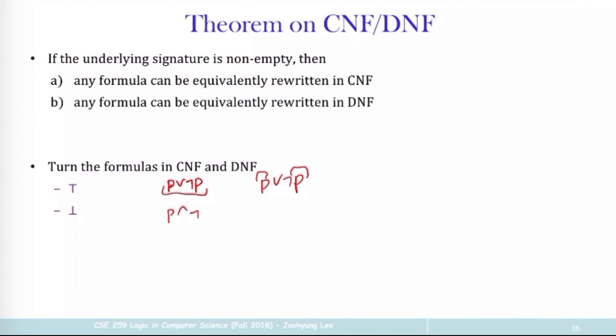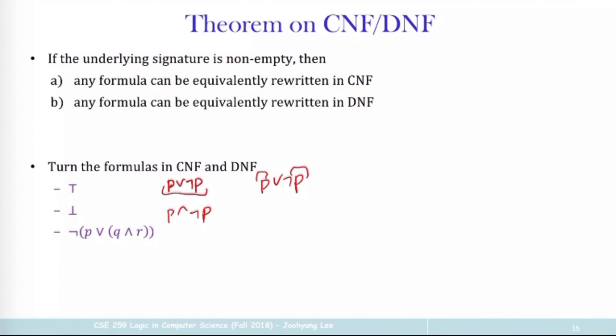You can do P and not P. This can never be true, right? Is this CNF? Well, if it is CNF, what is the M here? What is M here? 2. It can be also DNF. Okay, what is M here? 1, correct. Good. So you guys know that.